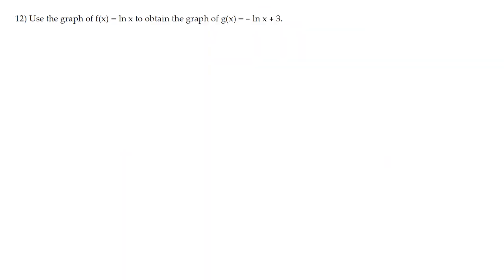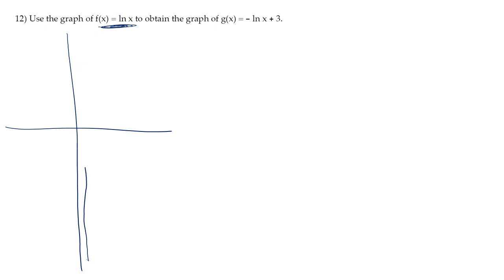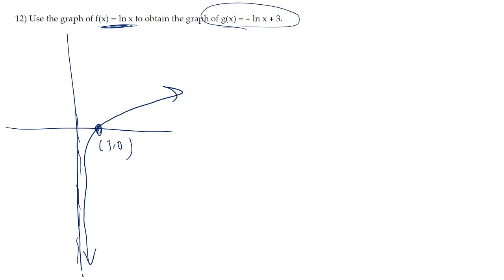Okay, then here we switch it up to a natural log. All we're doing is changing the base. So we're saying the base is e, but e is a number bigger than 1, so it really isn't going to look that different than the base 4 or the base 5 logarithm, which means it's going to start off looking just like this. And so it's going to go through that point 1, 0. It's going to have the vertical asymptote at the y-axis. And now we're going to do a little bit more to it. So we have two things. We have this negative here, and we have the plus 3.